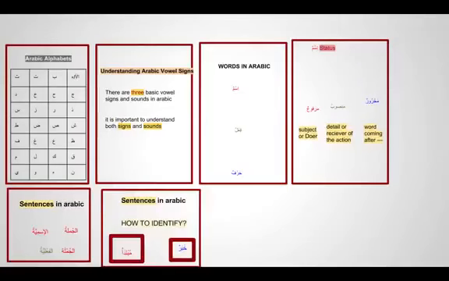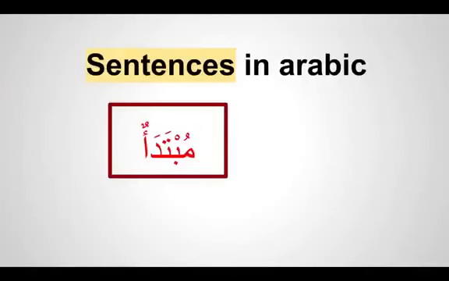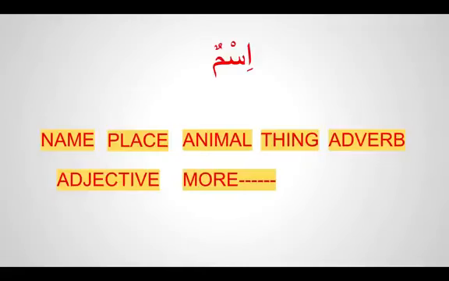about mubtada and khabar. So continuing with our journey on sentences, inshallah today in Jumlat al-Ismiya we will be starting to make some simple sentences. We've learned so far that in Jumlat al-Ismiya you have Mubtada, which comes at the beginning of a sentence, and Khabar. So what are the things which makes Mubtada? We know it's Ism, and these are the things which come under Ism: name, place, animal, thing, adjective, adverb. So we know any word which starts with these things, it becomes Mubtada.